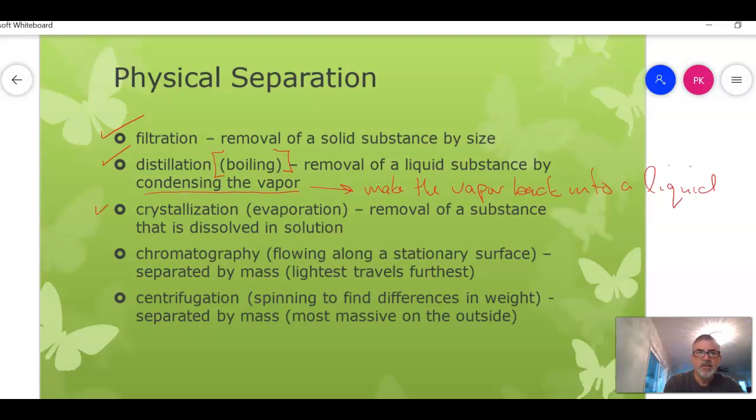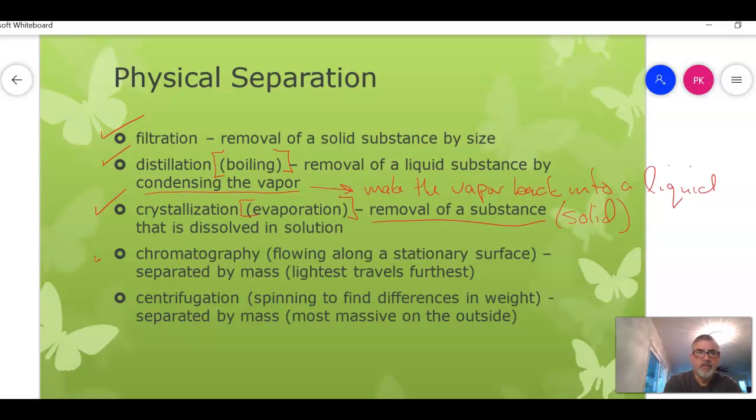Crystallization is evaporation, right? So it's removal of a substance or the solid, after all of the water. If I took salt and stirred it into water, I made a solution of salt water, I could simply let it evaporate, and at the end I would have the salt left at the bottom. That's crystallization, salt becomes crystal.